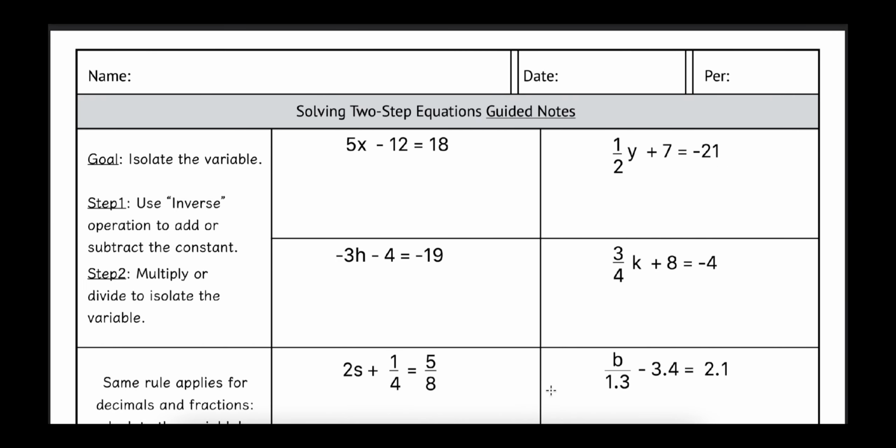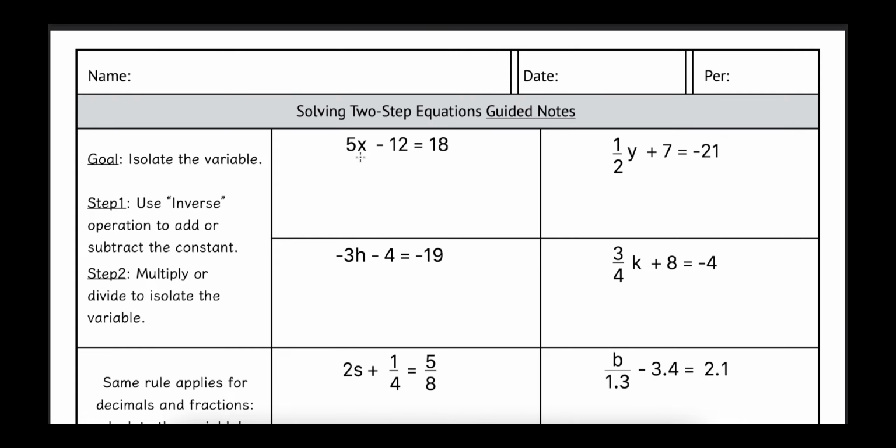Today's lesson is on solving two-step equations. The goal of solving equations is to isolate the variable. That means that we want the variable to be by itself. An easy way to think about this is if you want to isolate the variable, you really want to get rid of all of the numbers that are around that variable.